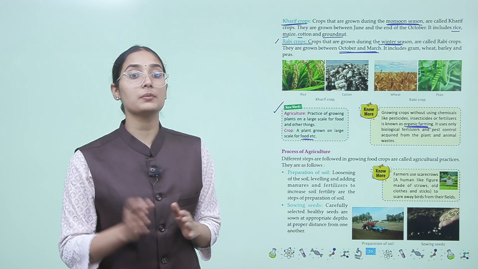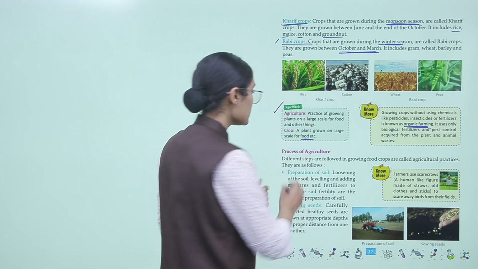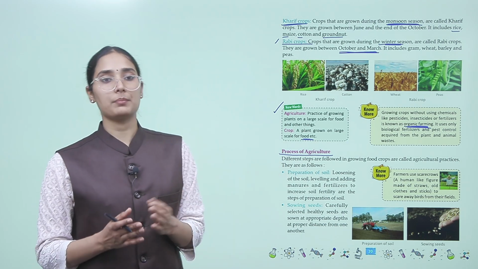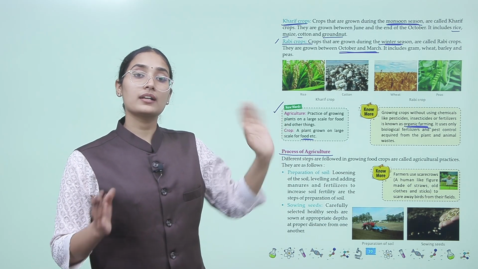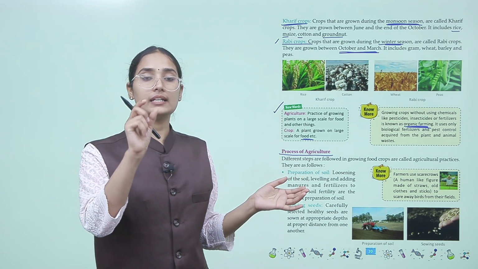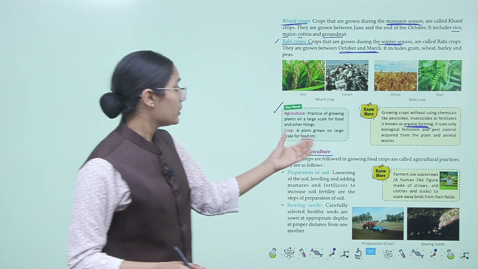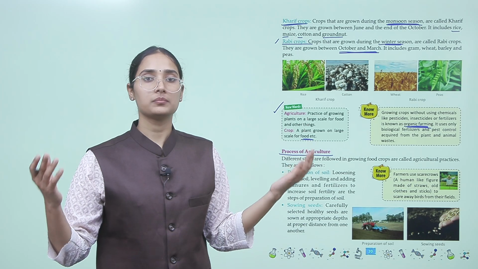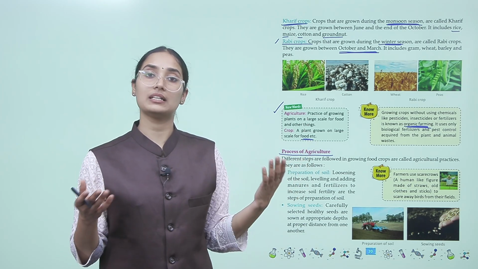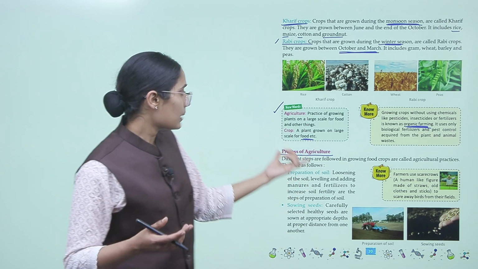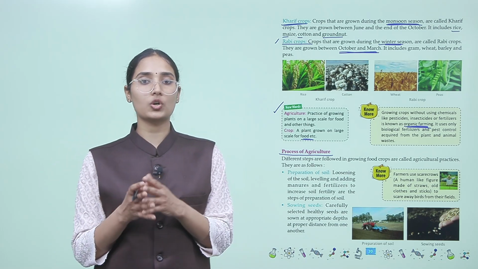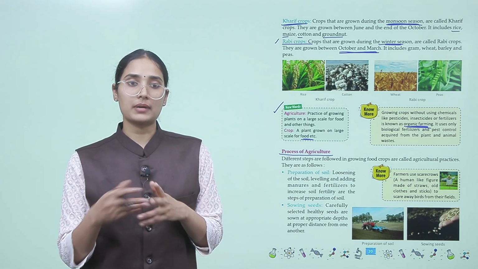Now, let's understand the process of agriculture, how the process of growing crops actually happens, right. Earlier we talked about how a seed grows and matures, but when we talk about agriculture, we are talking about a large number of seeds that grow simultaneously, right. So, what happens in agriculture? Different steps are followed in growing food crops, called agricultural practices.